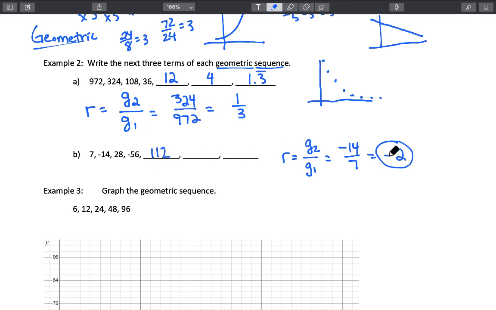Positive times a negative, so positive 112 times a negative 2 is now going to give me negative 224. And then my next one here will be, again, back to positive 448.